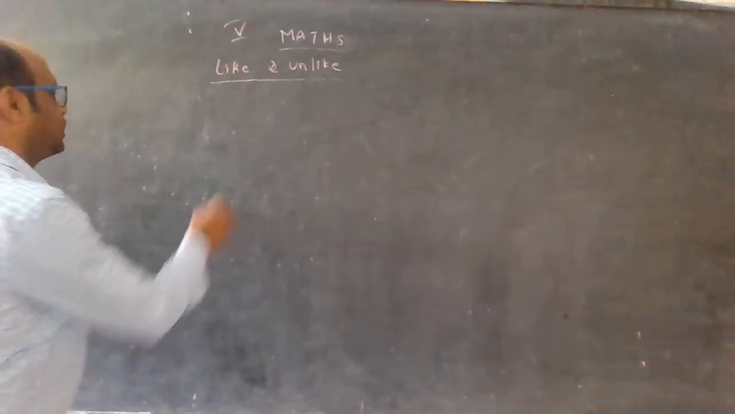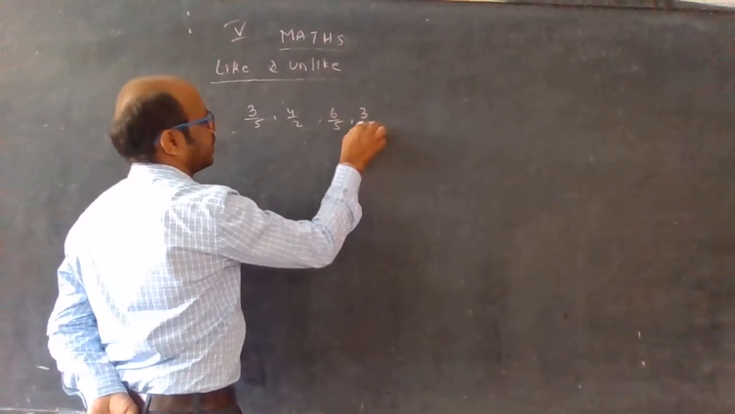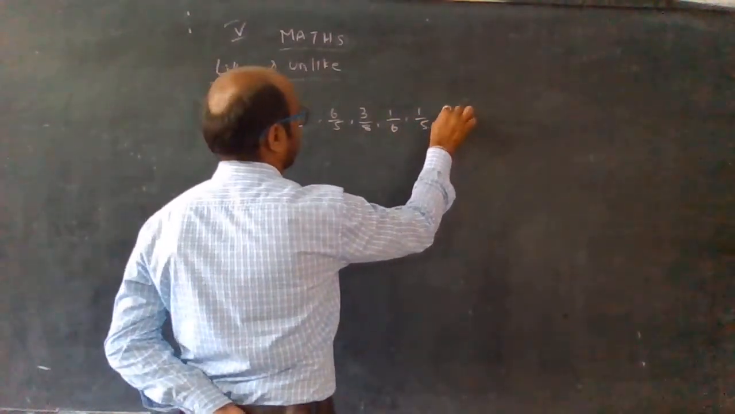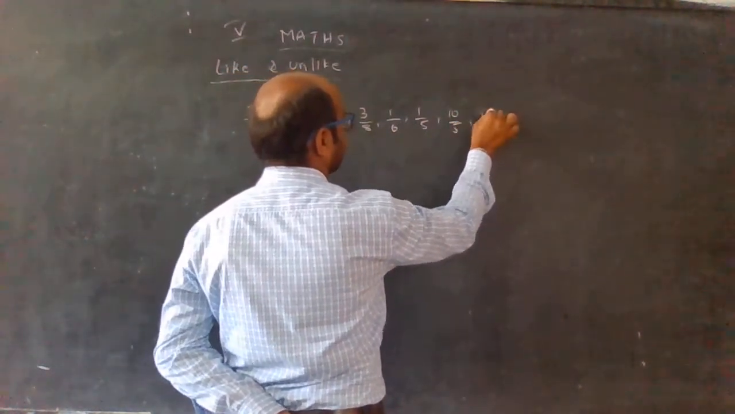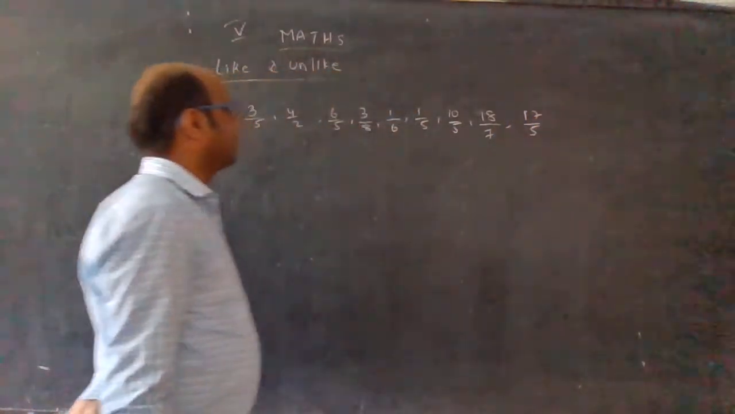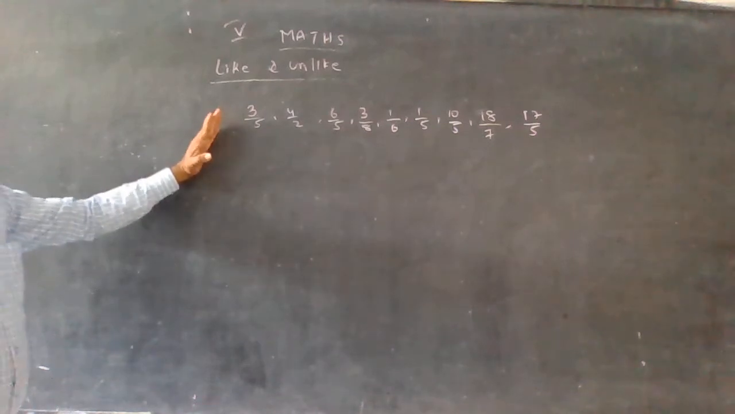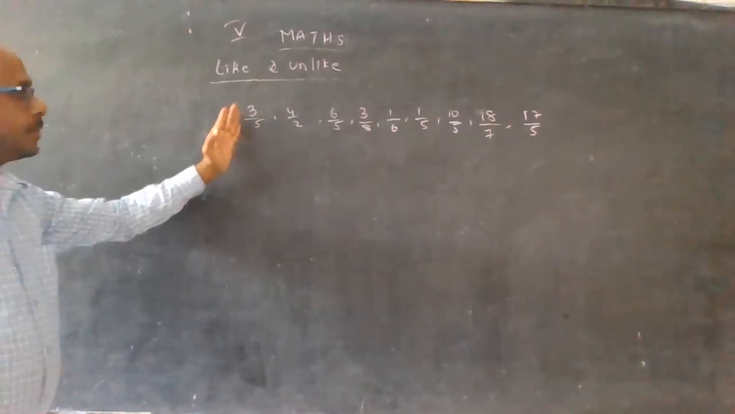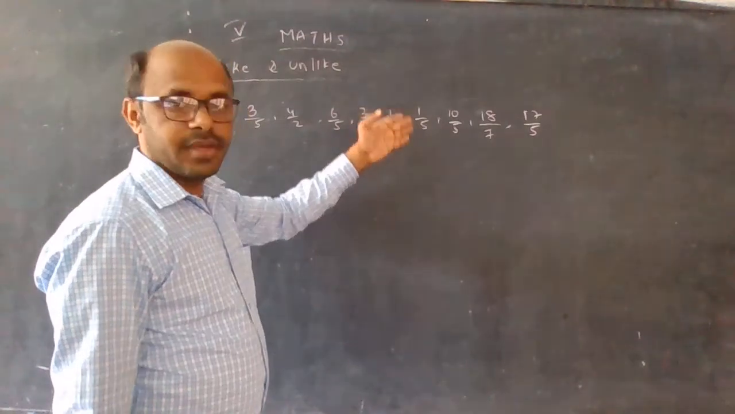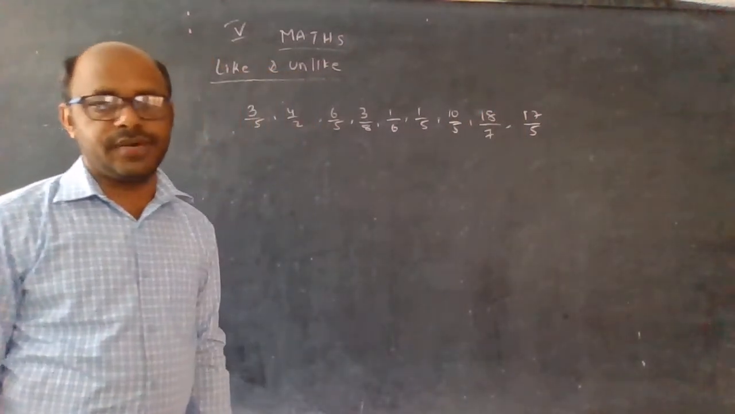I will write a group of fractions: 3 by 5, 4 by 2, 6 by 5, 3 by 8, 1 by 6, 1 by 5, 10 by 5, 18 by 7, and 17 by 5. See children, I wrote some fractional numbers on the board.